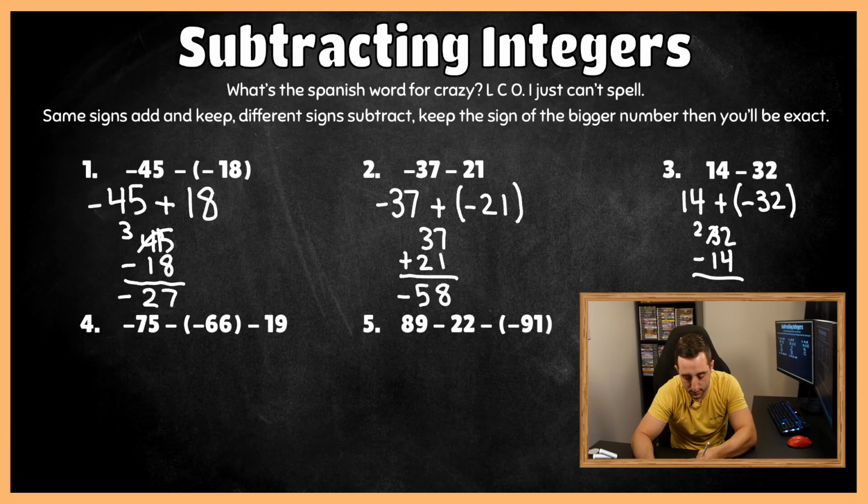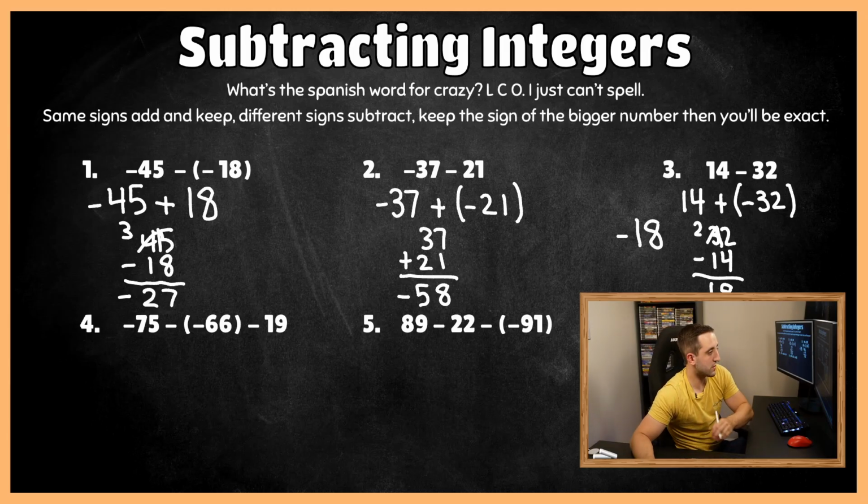That becomes a 2. This is now 12. 12 minus 4 is 8. 2 minus 1 is 1. And I notice that I'm writing into my webcam here, so pretend that says 18, right? And we want to keep the sign of the bigger number. Well, 32 is bigger and negative, so my final answer needs to be negative 18.